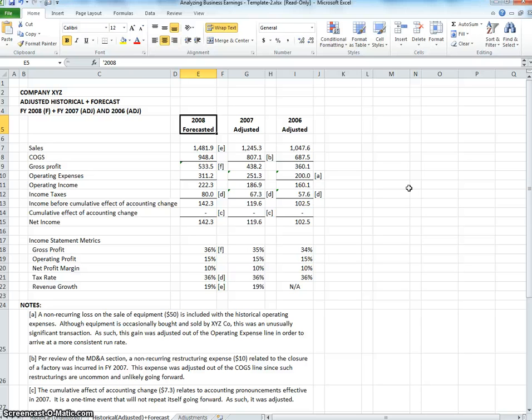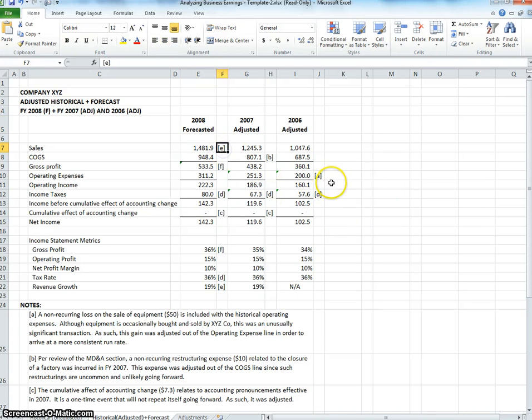I would highly encourage you to label your worksheet in such a way that it's very easy to see what are historical numbers, what are adjusted numbers, and what are forecasted numbers. So historical, adjusted, and forecasted or projected, those are synonymous. In any case, make sure it's clear to the reviewer, both me and the audience of your document, because this will serve as an exhibit in your final paper.